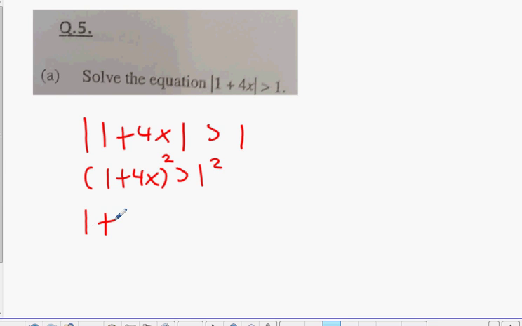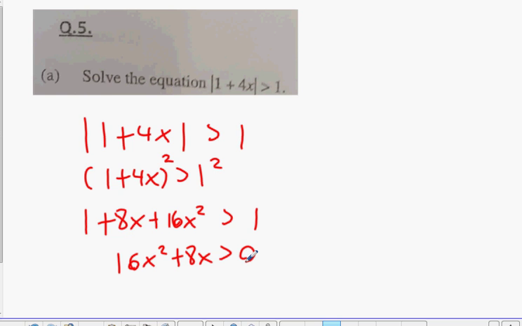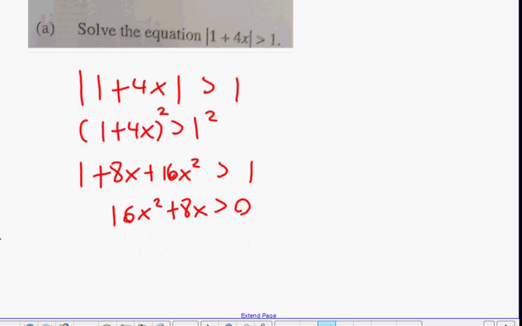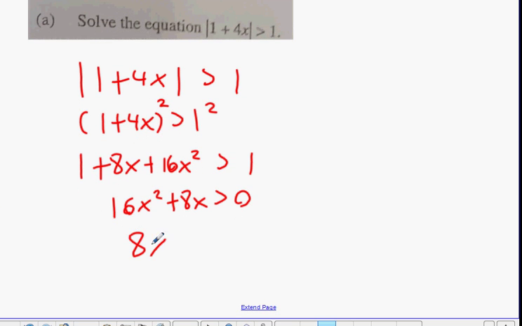You get 1 plus 8x plus 16x squared greater than or equal to 1. The 1's cancel, leaving behind 16x squared plus 8x greater than 0. This is a quadratic, it's just not a reference number, that's all. Okay, what can you take out? 8x. 8x bracket 2x plus 1. Now, what shape is this, by the way?